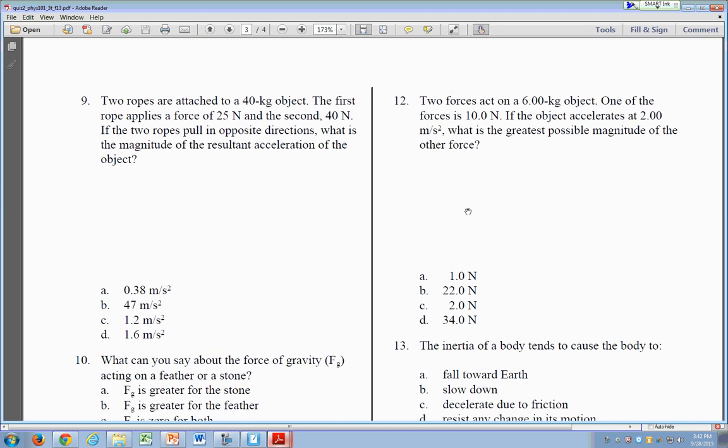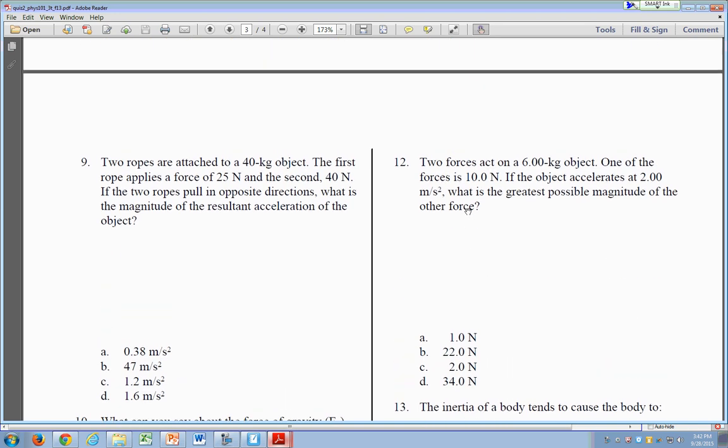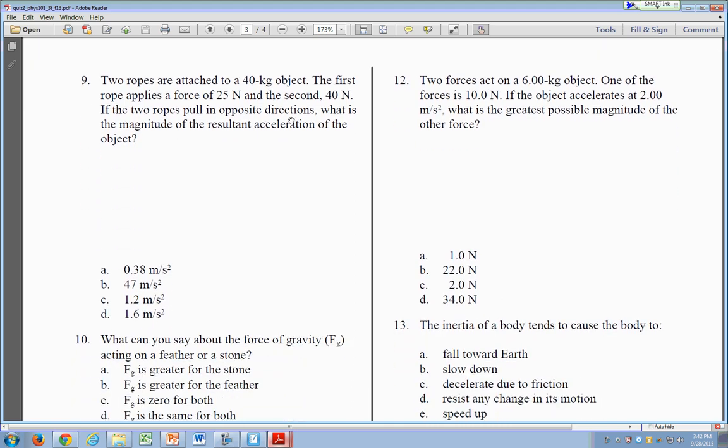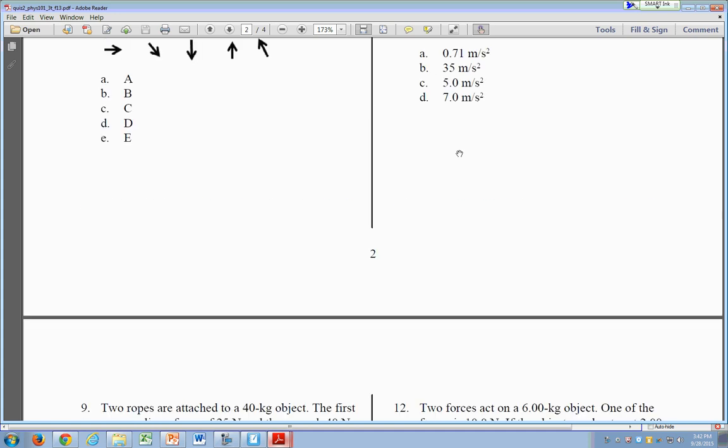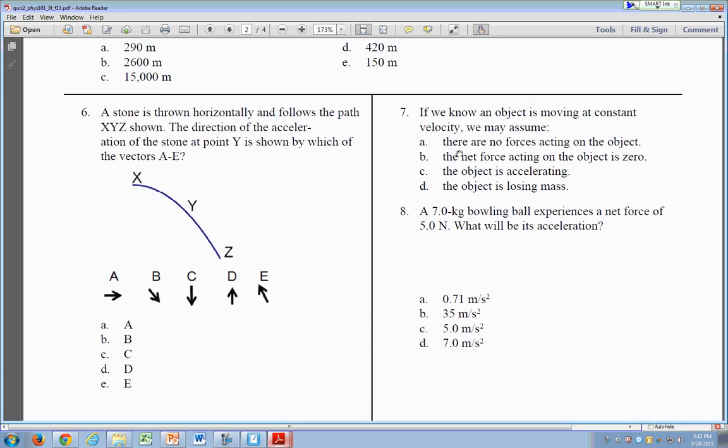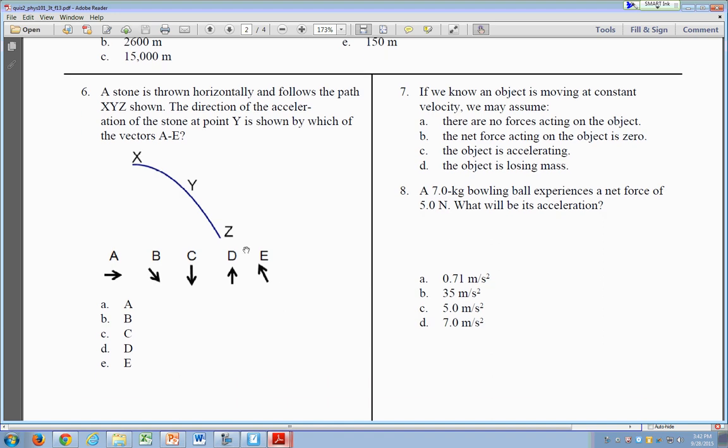But here's one where you have two ropes. Oh no, that's something different, I'm sorry. Y'all holler out if you see anything that you want to look at. Y'all are clear on this. We went over this in class.